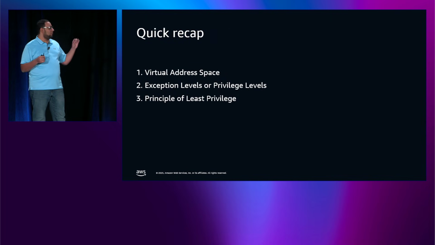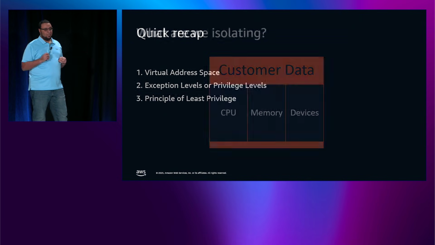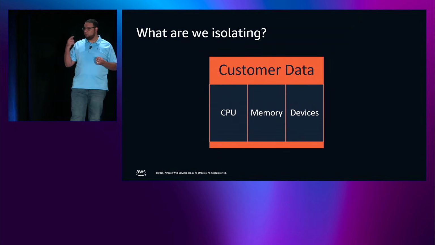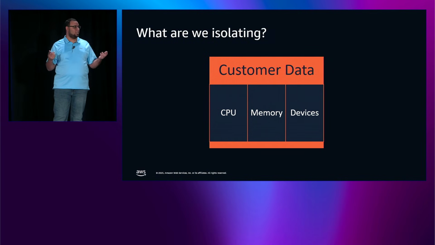Perfect. So just a quick recap. We talked about address spaces and how they are used to partition memory and isolate it. We spoke about exception levels and how they work together. And we spoke about the principle of least privilege. So now let's talk about isolation. What are we actually isolating? We keep repeating isolating something about customers.